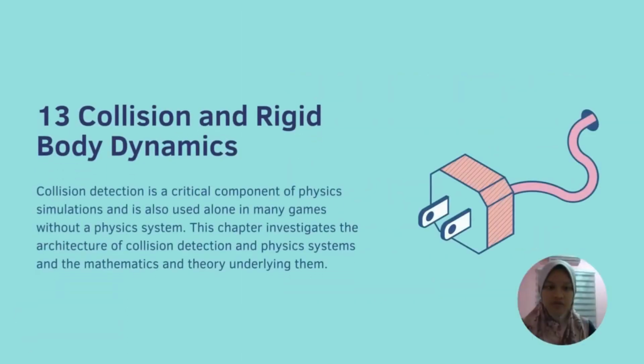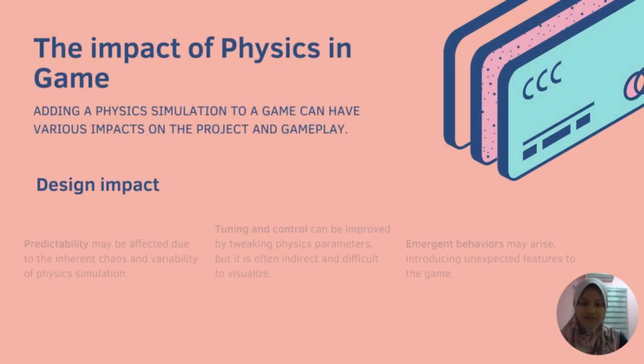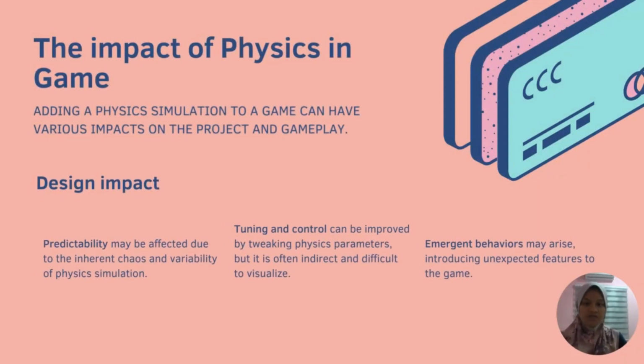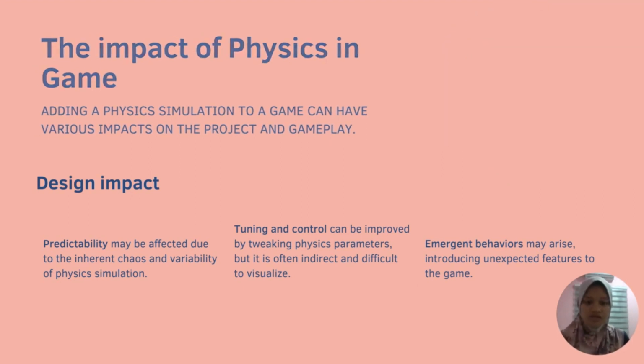After talking about animation, chapter 13 talks about collision and rigid body dynamics. It is basically about adding physics into the animations in the game. Adding physics in a game may have design impacts and engineering impacts. First, design impacts: the game becomes less predictable, and tuning and control may improve by tweaking physics parameters, but this is often indirect and difficult to visualize, and emergent behavior may arise.